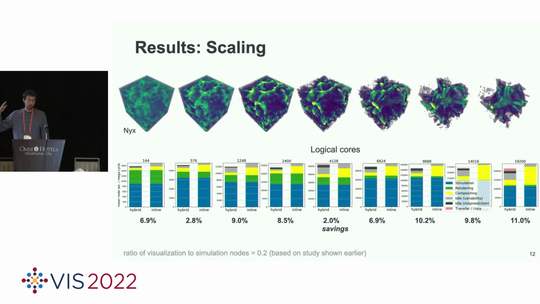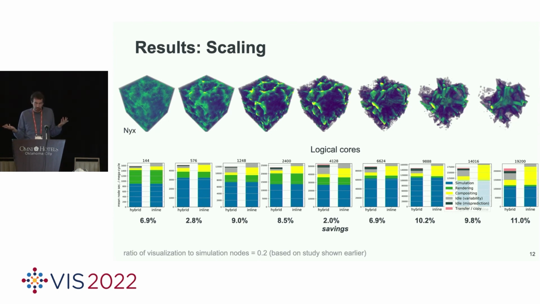Next, I'd like to present a weak scaling study using up to 19,200 logical cores with the NIC simulation code. It compares our hybrid approach against pure inline. Most prominently in this study, the inline approach devotes more and more time to compositing due to poor scalability, which you can see in yellow here.